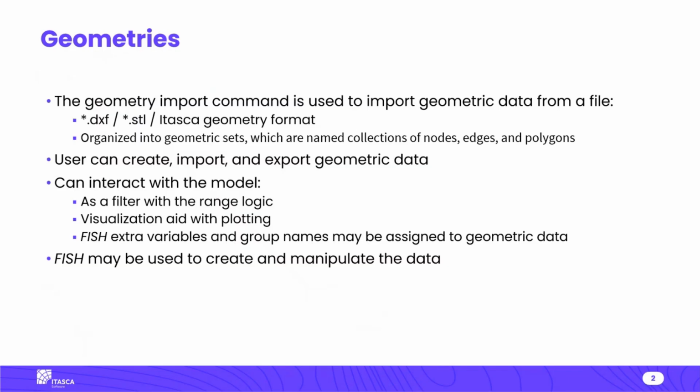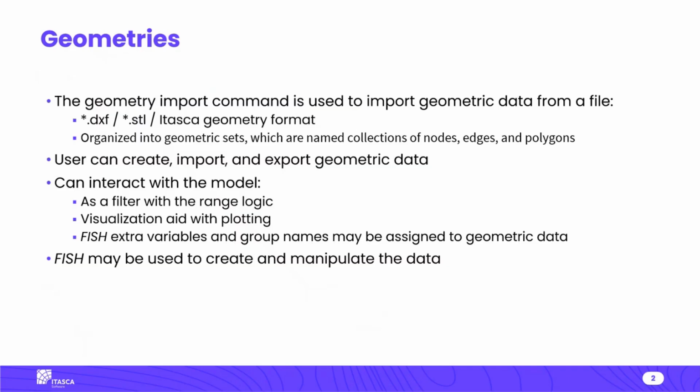Each one of those imported geometries becomes a geometric set. A geometric set is a set of nodes, edges, and polygons linked together with some sort of name. Importing is probably the most common way to do this, but you can actually create geometries from within 3DEC. There are commands for creating shapes, and you can do it polygon by polygon. You could also do it with FISH.